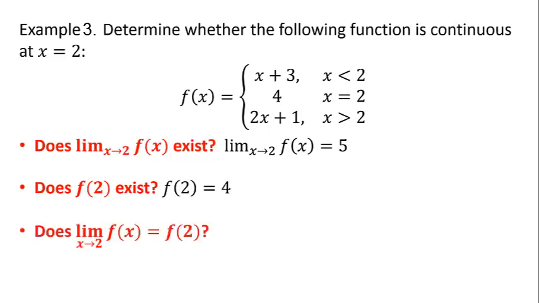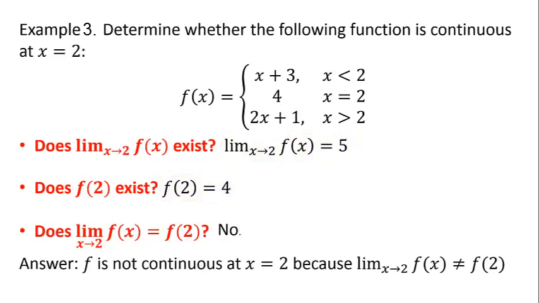Our third and final condition required for a function to be continuous is whether the value of the limit equals the value of the function. Does the limit of f as x approaches 2 equal f of 2? Well, we found that the limit of f as x approaches 2 equals 5, and f of 2 equals 4. Therefore, no. The value of the limit does not equal the value of the function when x equals 2. And so our answer is that f is not continuous at x equals 2 because the limit as x approaches 2 does not equal f of 2.